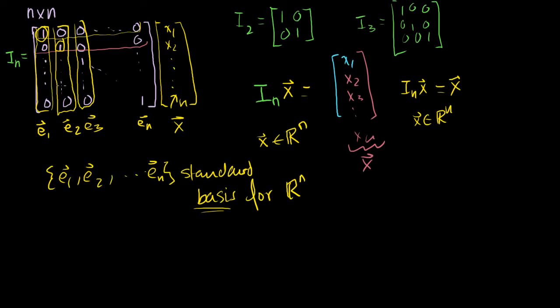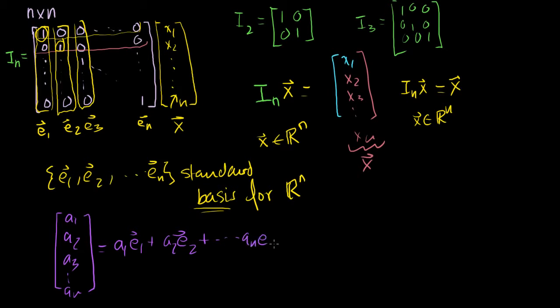And then to see that you can construct any vector with a linear combination of these, let's say you want to construct the vector a1, a2, a3, all the way down to an. So this is some member of Rn. Well, the linear combination that would get you this is literally a1 times e1 plus a2 times e2 plus all the way to an times en.